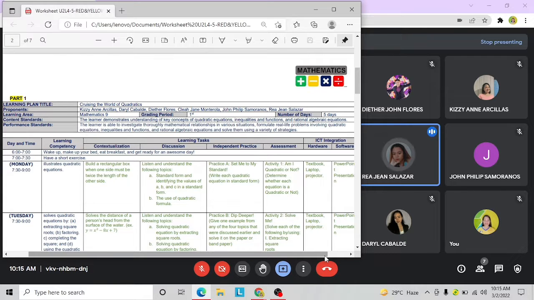A. Standard form and identifying the values of A, B, and C in a standard form. B. The use of quadratic formula. Independent practice. Practice A, Set Me to My Standard: write each quadratic equation in standard form. Assessment. Quadratic Activity 1, Am I Quadratic or Not? Determine whether each is a quadratic or not. The ICT integration: hardware, textbook, laptop, projector, and the software PowerPoint presentation.